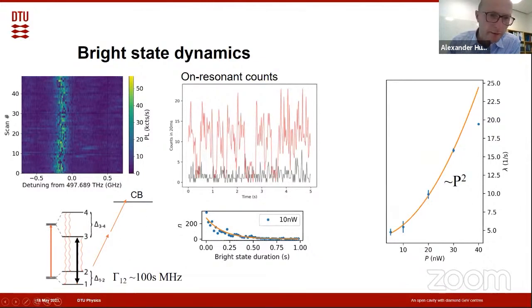What we believe is that when resonantly driving the transition between one and three, we occasionally ionize the emitter from the ground state into the conduction band by the absorption of two photons, which leaves the system in a dark state, which then eventually recovers spontaneously and activates the emitter again.